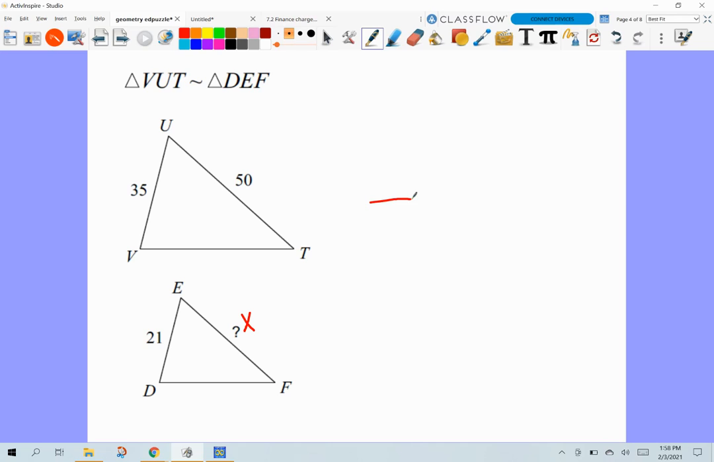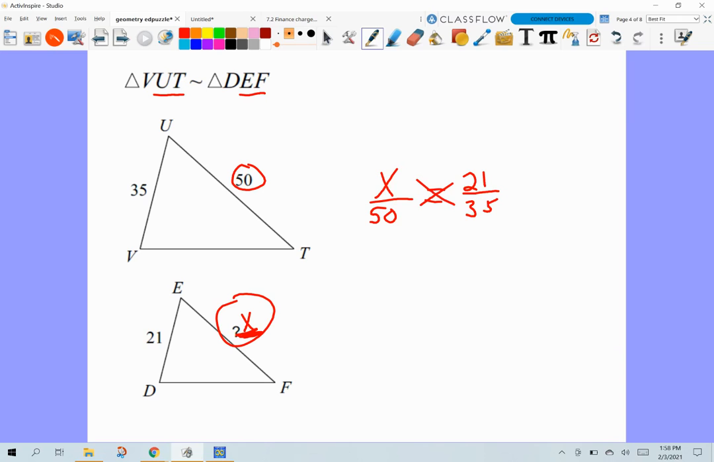I always start building my proportions around what I'm looking for. I'm looking for this value for X, so I'm going to start with that. X is for side EF, so it corresponds with UT. I'm going to set that up in a proportion with 50, the length of UT. My other ratio is going to use the 21 and the 35. Since I started in this smaller triangle, I'm going to have to start this ratio with the smaller triangle as well.